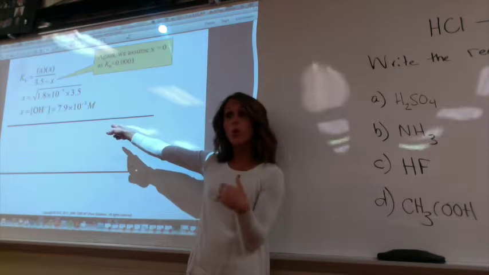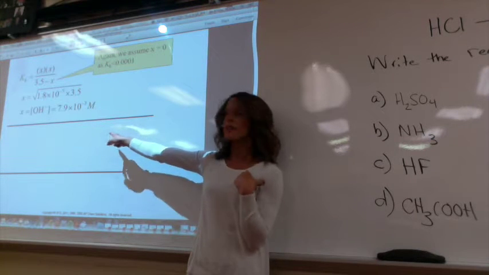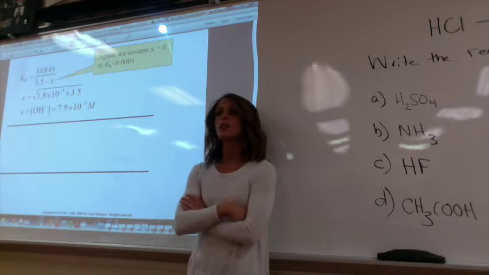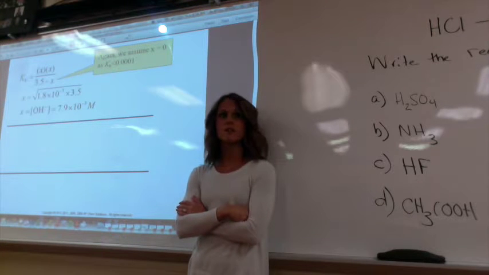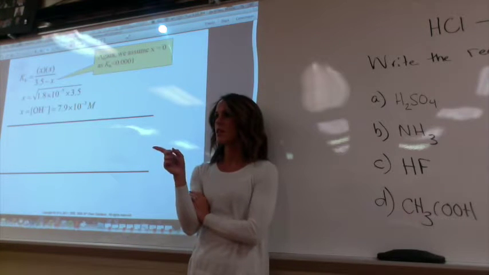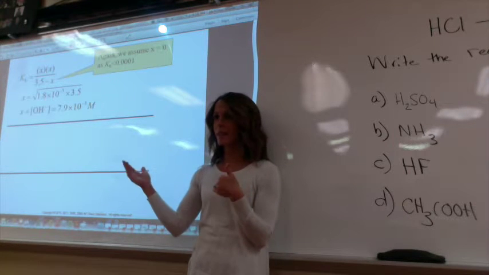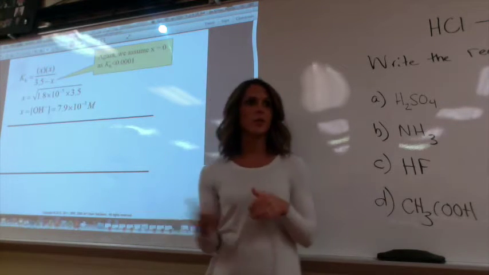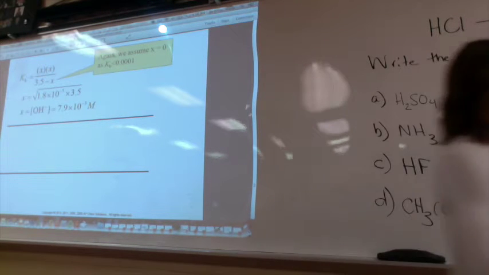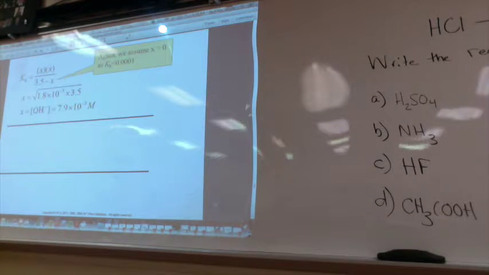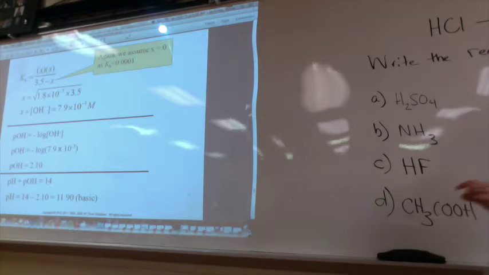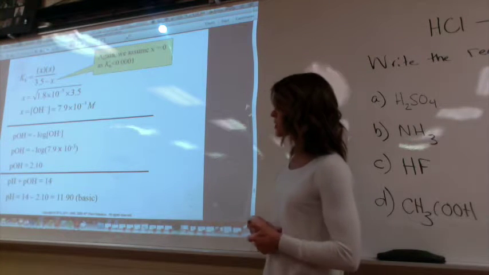Subtract from 14. Or if I have OH concentration, KW is equal to H plus times OH concentration. And then you could solve for pH there. I think 14 minus the POH is faster. But it's up to you. So now we know OH, we can solve, and then subtract from 14. Make sure you use your decimal places to match your sig figs and your concentration.